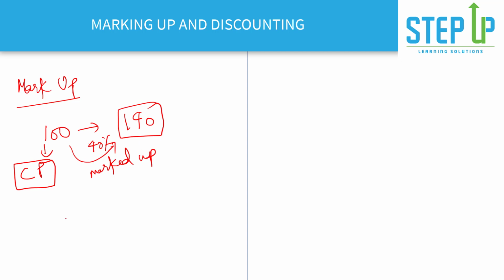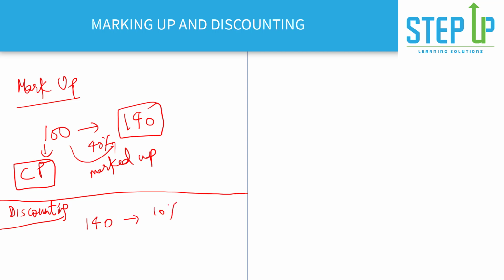You mark it up by 40% on cost price and it becomes 140. Now similarly, there is a familiar concept which is discounting. Discounting is done on your marked up price. So let's say your marked up price is 140. They may say there's a 10% discount. 10% discount on what? On the marked up price. So what would the effective price be? 126 rupees. Why? Because 10% of this I'll subtract from this: 140 minus 10% of 140 comes to 126. This is a very simple concept of discounting and markup.